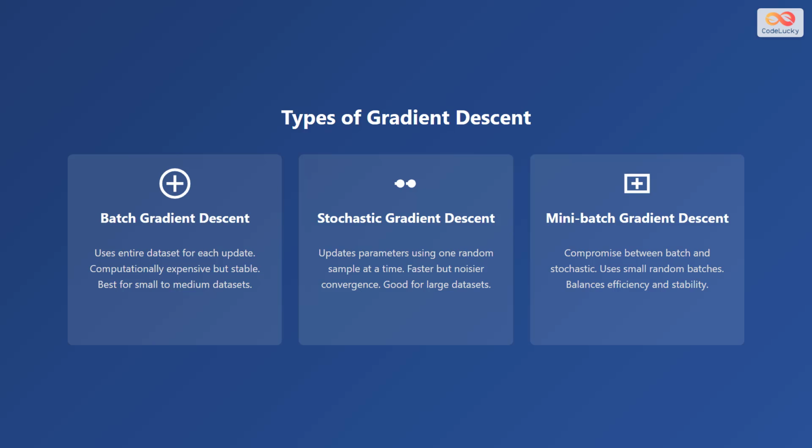The second type is stochastic gradient descent. This updates parameters using one random sample at a time, which is faster but has noisier convergence. This is good for large data sets. The third type is mini-batch gradient descent. This is a compromise between batch and stochastic gradient descent. This uses small random batches, balancing efficiency and stability.